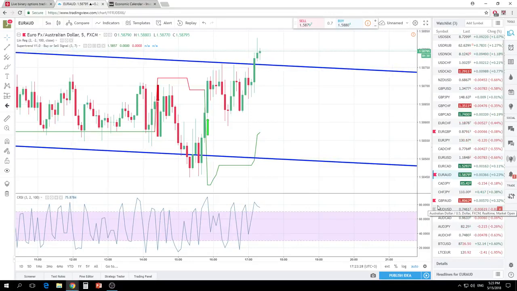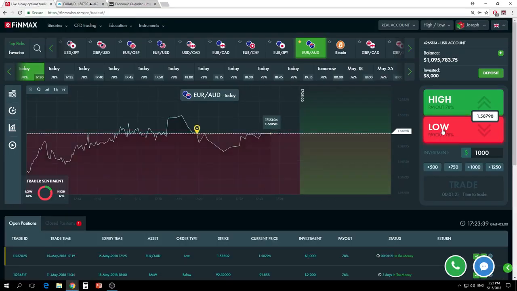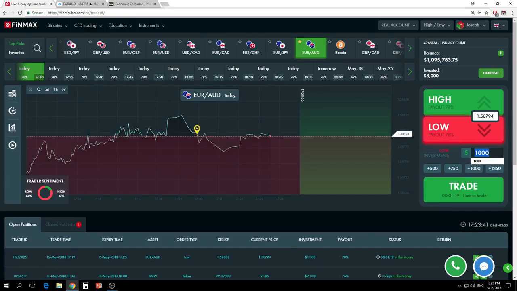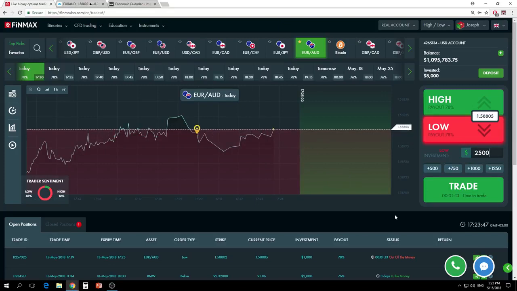Yes, you can see it is becoming even more volatile than it was during the last minutes. So for sure let's be ready with 2.5 times more investment and a recovery step on Euro Australian dollar if we need it in our last seconds.